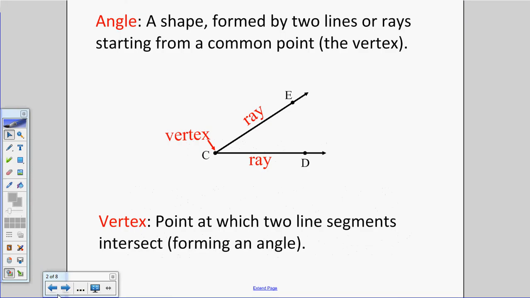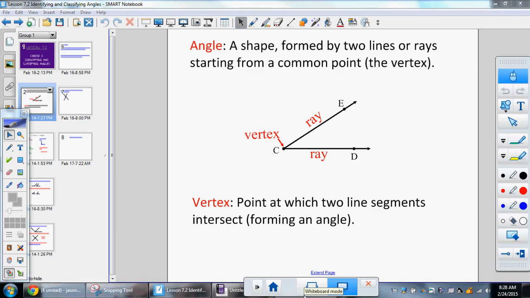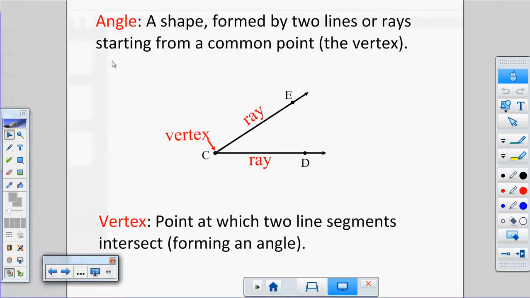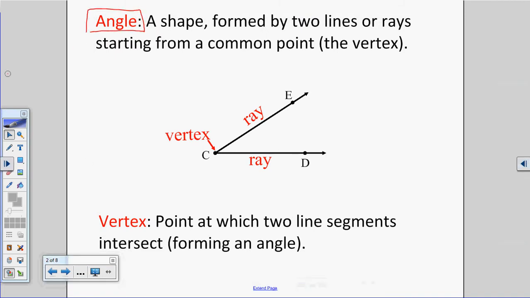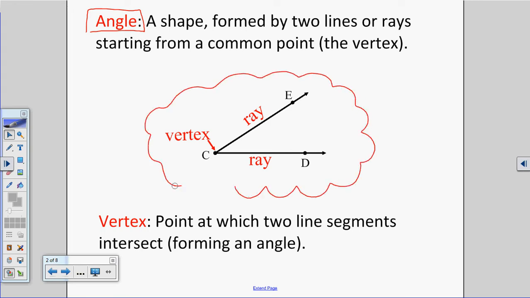Our first thing that you need to put in your notes, give me a second, pull up my tools here. The first thing you need to put in your notes is the word angle. An angle is a shape formed by two lines or rays starting from a common point, the vertex. So, copy this shape in your notes. This is a really good visual. The vertex is here. It's at the middle of an angle, and then two rays come out from either side. You measure the angle by this point using a protractor.